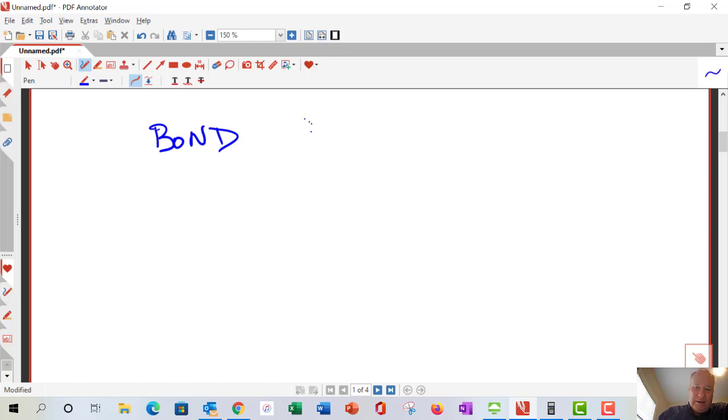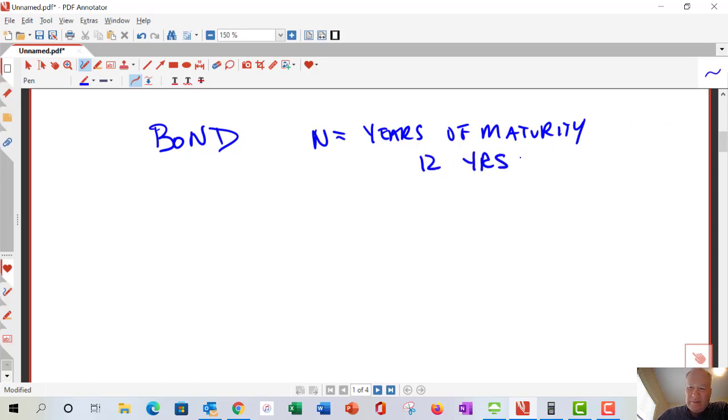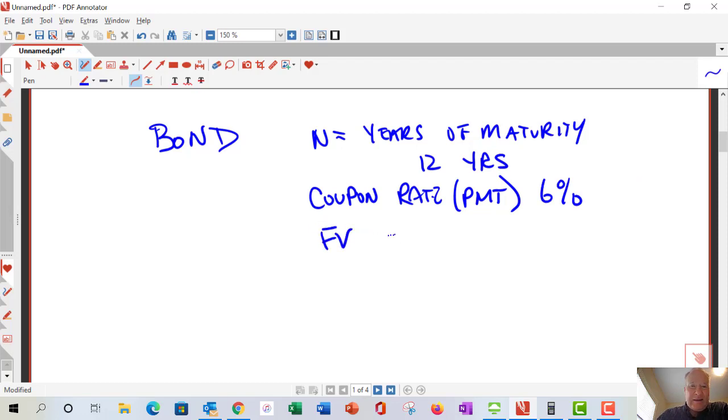Okay. So again, let's just look at what we have. N is our number of years to maturity. So when is the bond going to mature? So when do we get our face value and our last interest payment? We'll just make an example here. We'll say this is 12 years. And we'll say our coupon rate, so this is our payment, we'll say that's 6%.